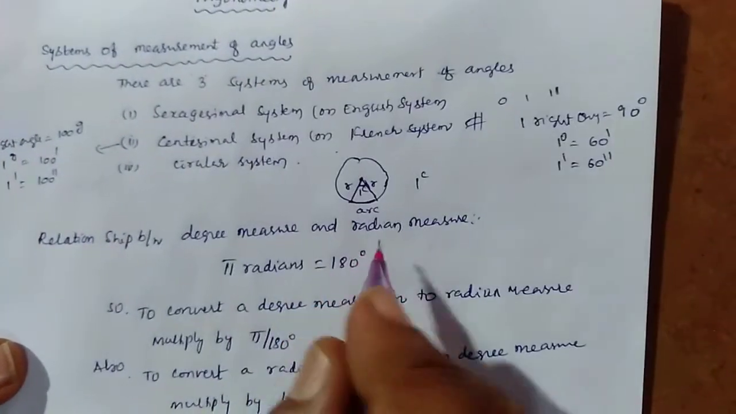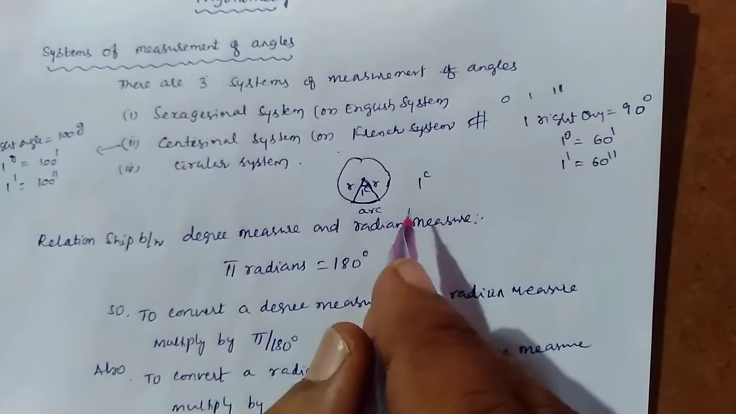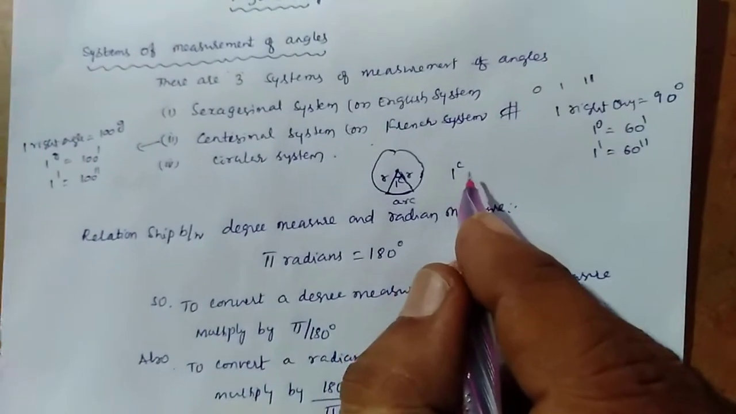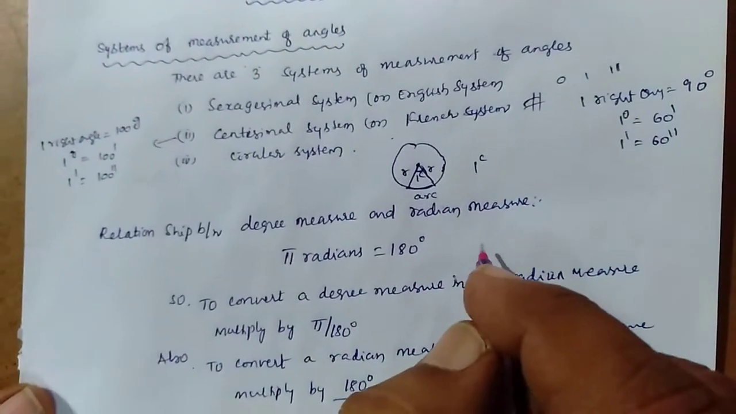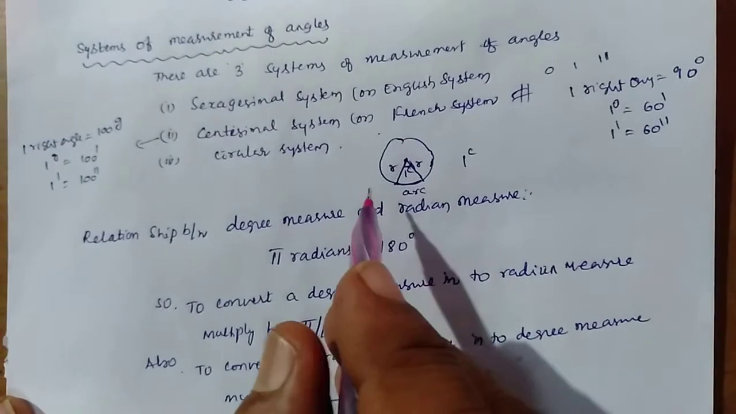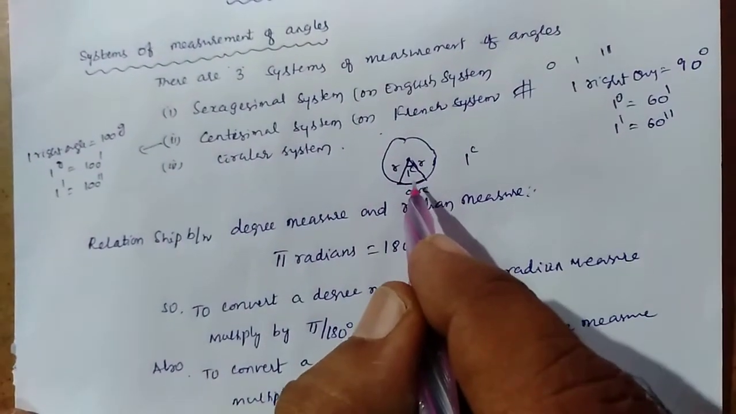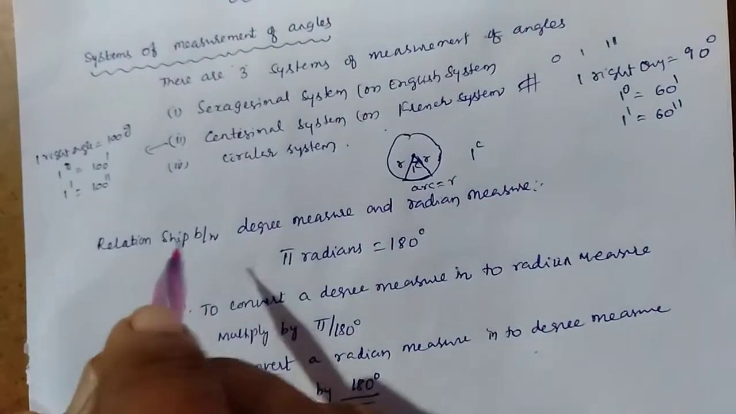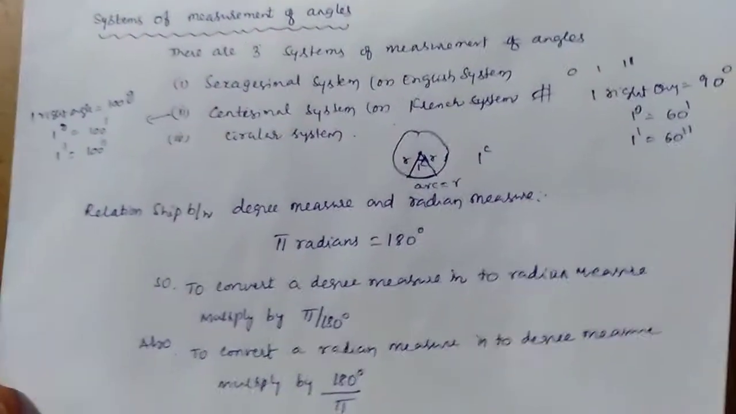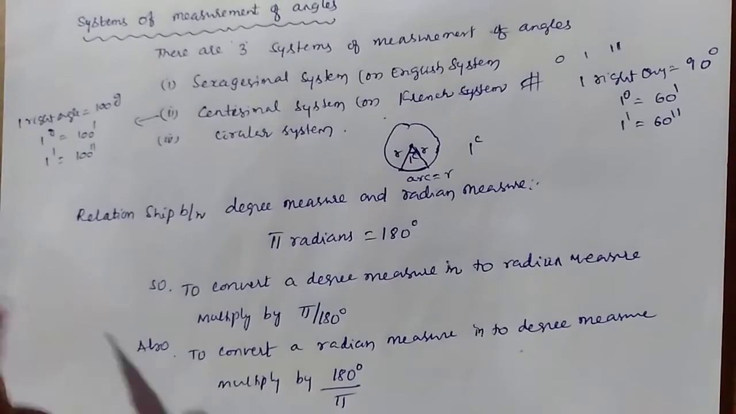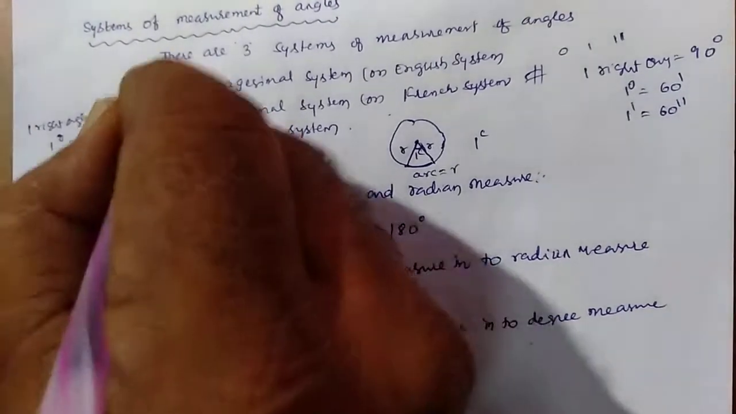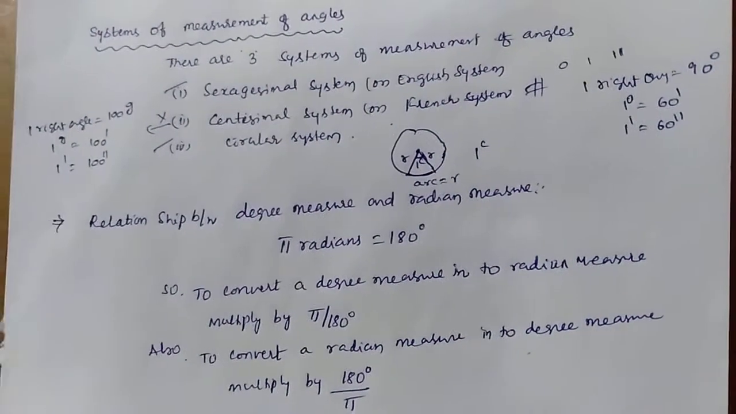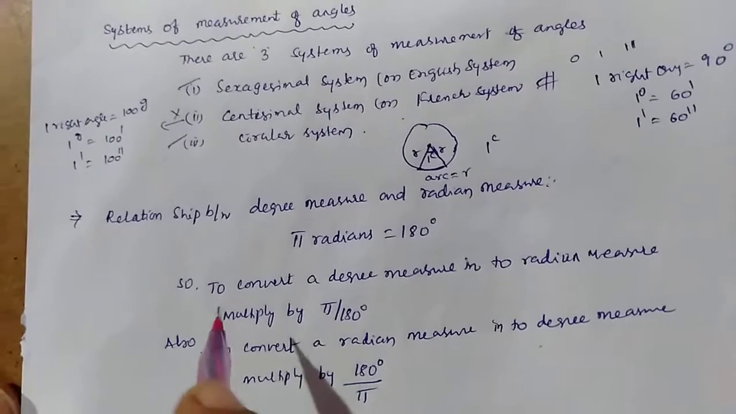So in the circular system, the unit of measurement is a radian. A radian is denoted by 1 power c, the measurement of the central angle subtended by an arc of length equal to its radius. Arc length is equal to radius. That is called the circular system. Now we are using only the first and third ones. We are not using the second system, called gradient.